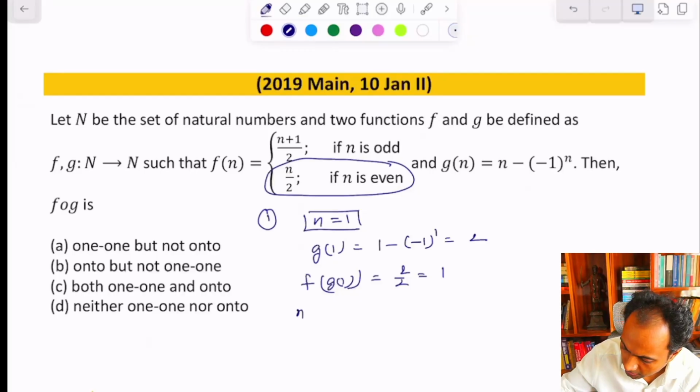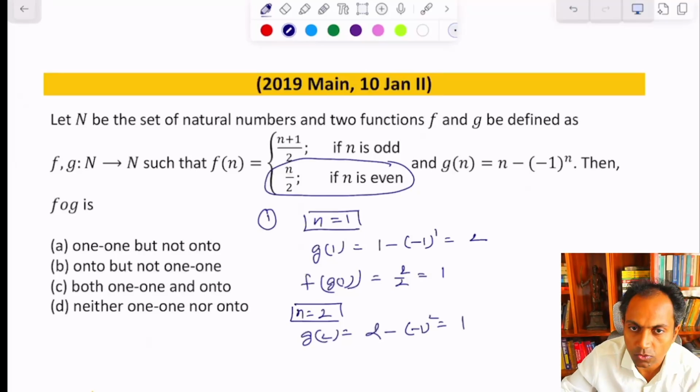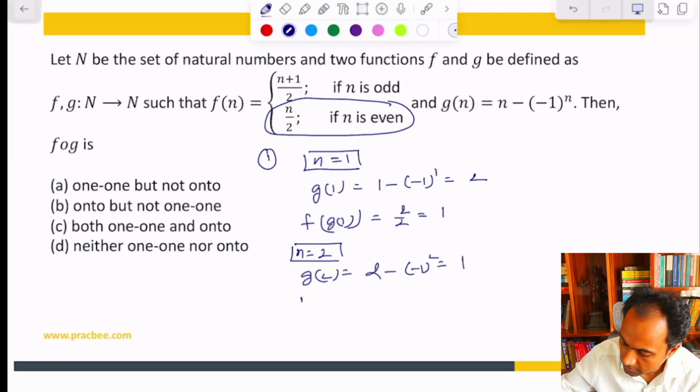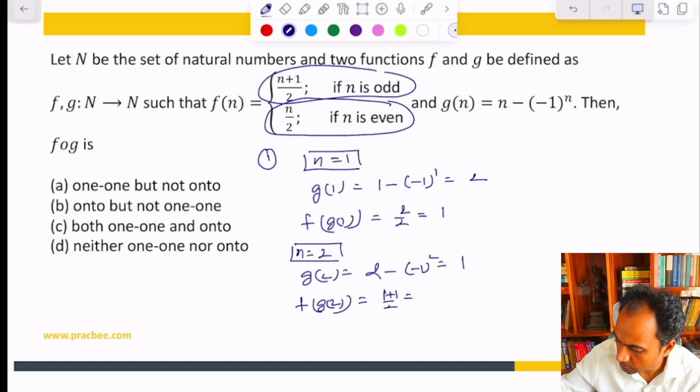Wherein if I take the value of n as 2, now g of 2, if I figure out, will become 2 minus 1 raised to the power 2. This comes out to be 1. Then f of g of 2 would be equal to, now since this is odd, it will go into the first part of the function, becomes 1 plus 1 by 2, that comes out to be.